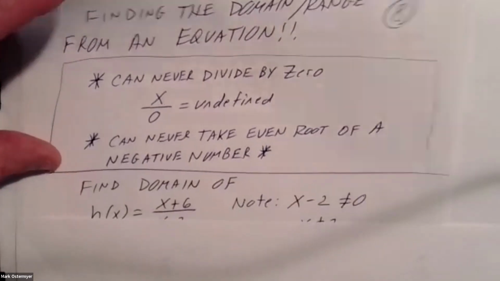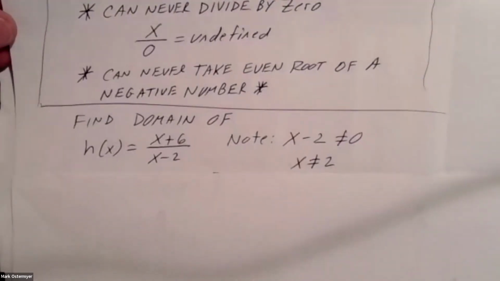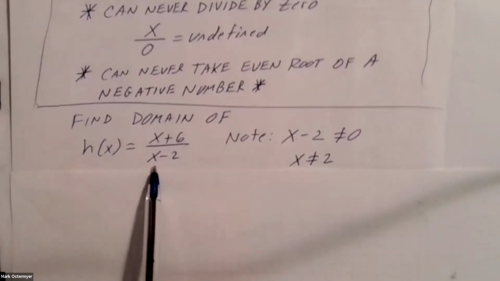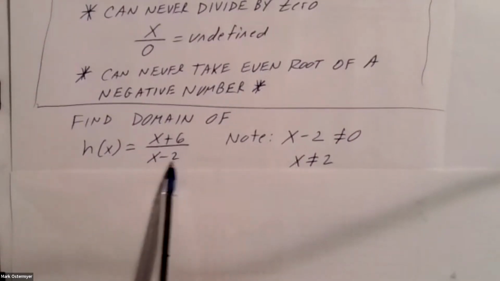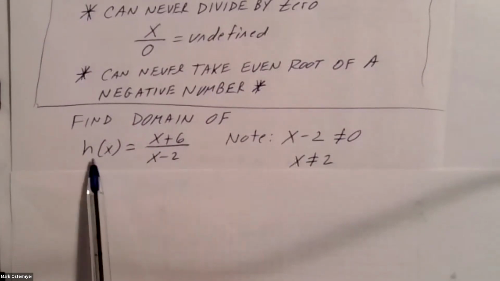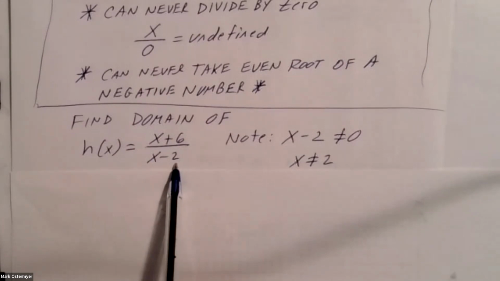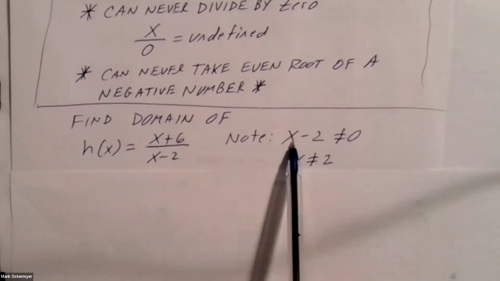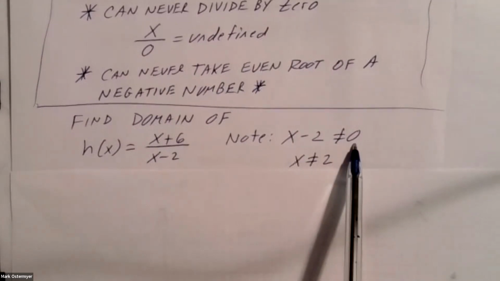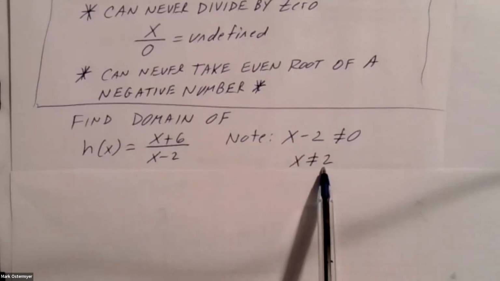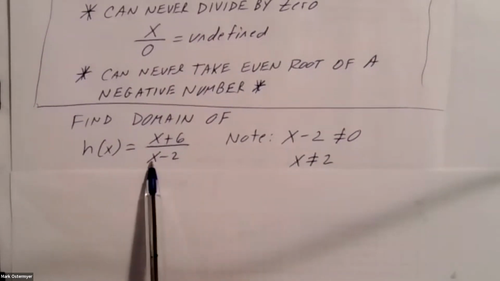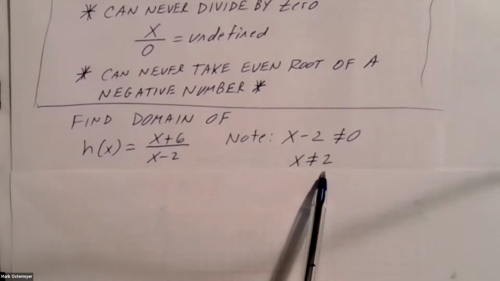Okay, so let's try to find the domain of this rational function here. When would this rational function get into trouble? It would become undefined if the denominator is ever equal to what? 0. So in order for this function h of x to be defined, ladies and gentlemen, its denominator can never be equal to 0. Hence, x minus 2 can never be equal to 0, in which case that implies that x can never be equal to 2. So the domain of this function would be all real numbers except 2.